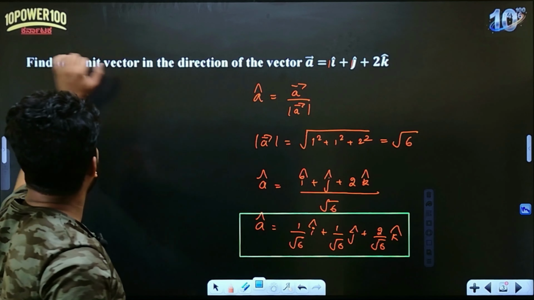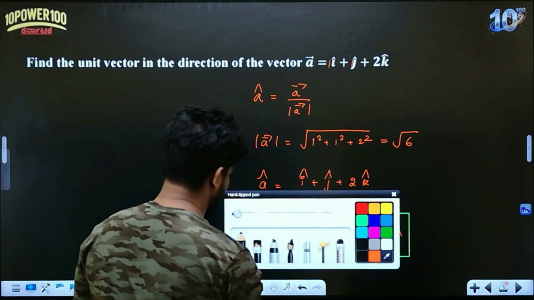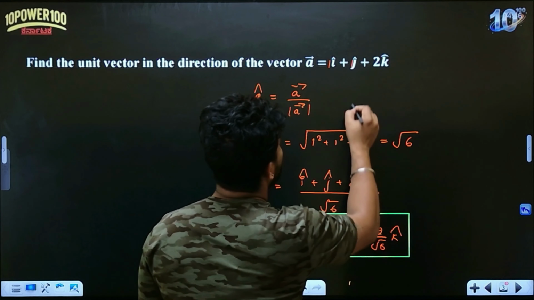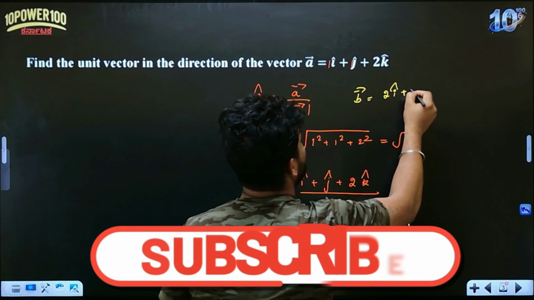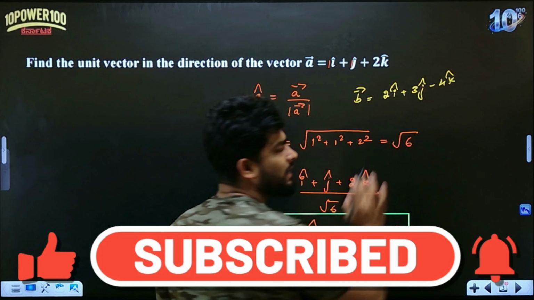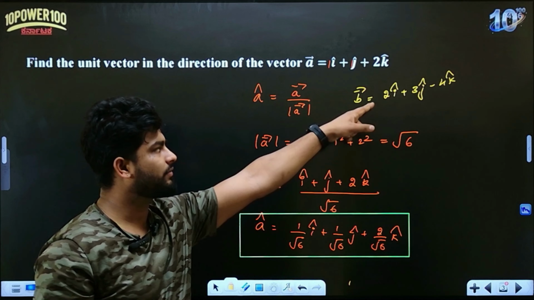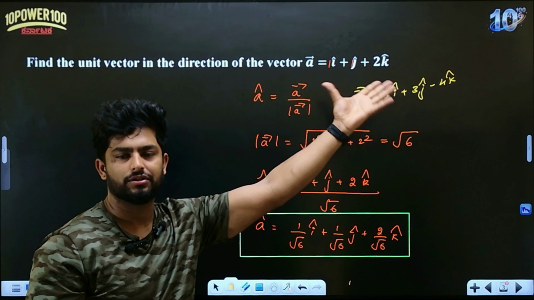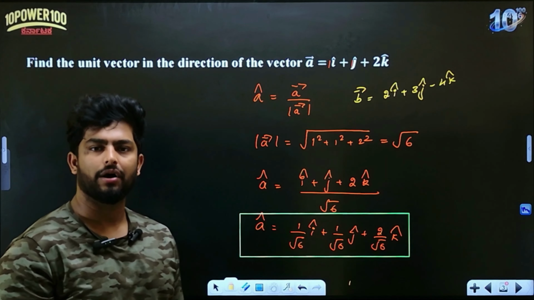Now find the unit vector in the direction of vector B. For example, if they ask you like this, vector B is equal to 2i cap plus 3j cap minus 4k cap. In that case, you have to find out B cap. The magnitude is the square root of 4, 9, 16. Just add all of them, see what you get, and write in this form. That's it. Now next.